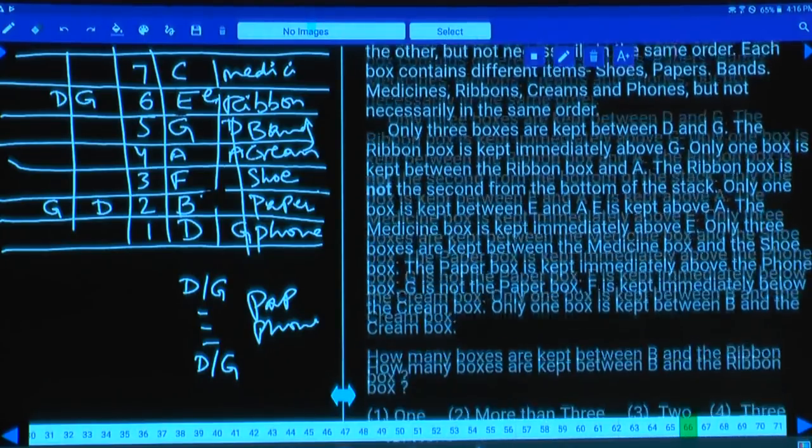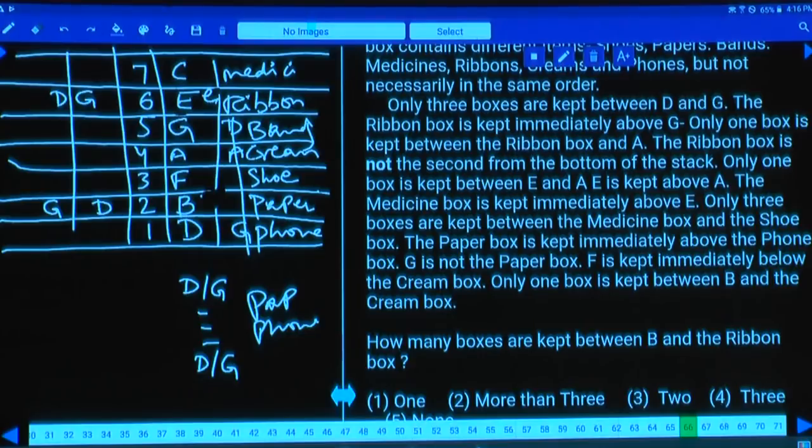Clear now? In total we have 7 boxes: C, E, G, A, F, B and D is the order, and the order of the articles present is medicine, ribbon, bands, cream, shoe, paper and phone. Hence in total 7 we have. These 7 are like this. Let's start writing down this one, 66 to 70.